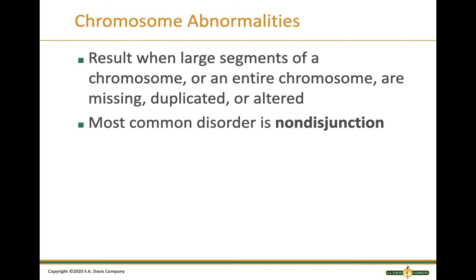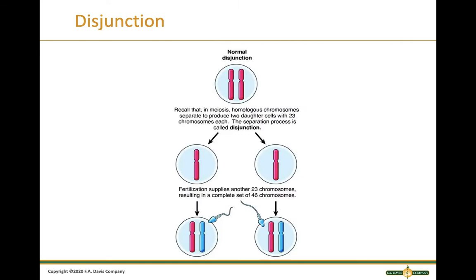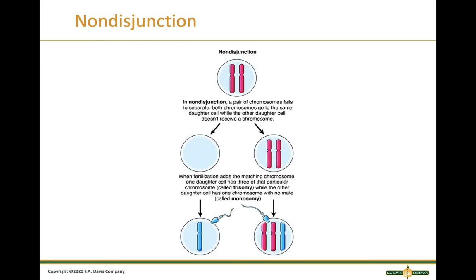So chromosome abnormalities result when large segments of a chromosome or an entire chromosome are missing, duplicated, or altered. The most common disorder is nondisjunction. So this first figure shows normal disjunction, where as you're going through meiosis, the chromosomes separate, and you get cells with half the number of chromosomes, and then when fertilization happens, they have a complete set again. This figure shows nondisjunction, so those chromosomes fail to separate during meiosis.